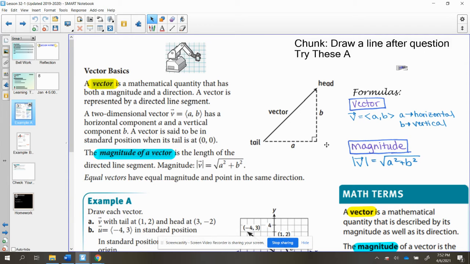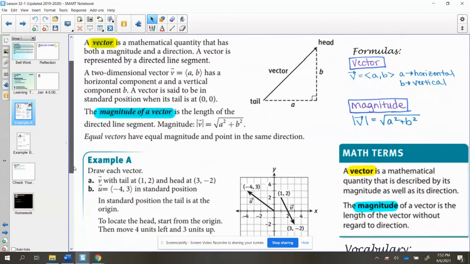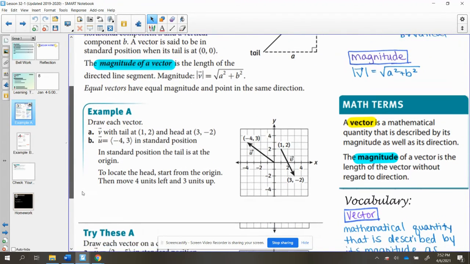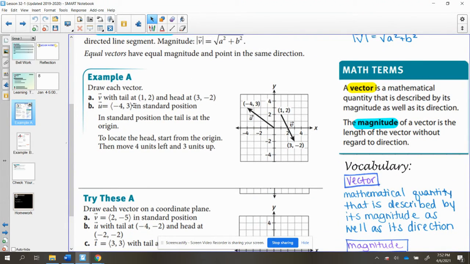And then the magnitude, think kind of Pythagorean theorem. It's been a common theme throughout the past couple of units. That length is represented by these absolute value bars for the magnitude. We see here some examples where we have the tail at 1, 2, the head at 3, -2, drawing that in and then labeling. And then when we have standard position, that's when our tail starts at 0, 0, and then the head is here at -4, 3 because we move to the left 4 and up 3. So again, in standard position, the tail is at the origin.